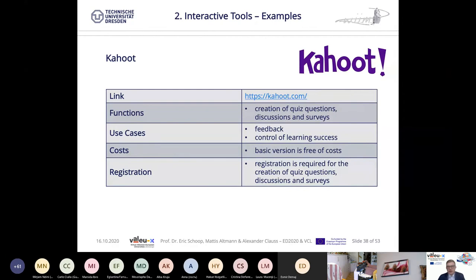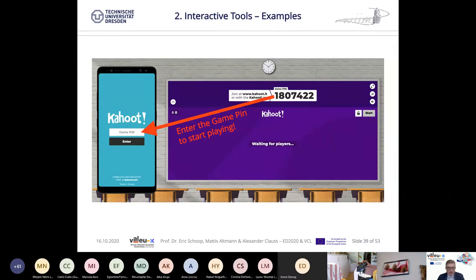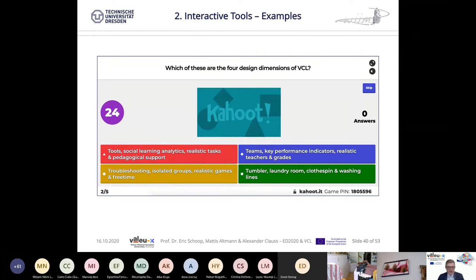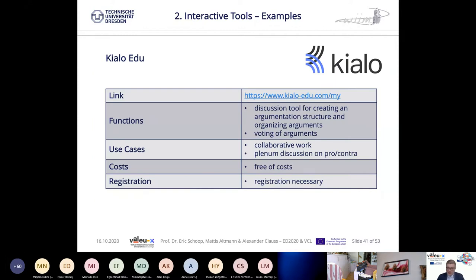So functions of Kahoot are creation of quiz questions, discussions, maybe surveys. The use cases could be used for feedback or the control of learning success. Basic version is free and registration is required for the creation, but not for the people who participate in the quizzes. Here you can see a short example how it works. Remember, this is not the pin for joining the Kahoot. The pin will be posted to the chat when the exercise starts. Here you can see another screenshot of Kahoot where a question is displayed, but we will try it out later. So I don't want to bother you now. So next point, I would really recommend that.